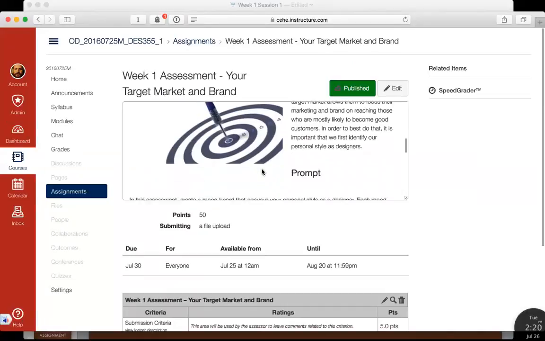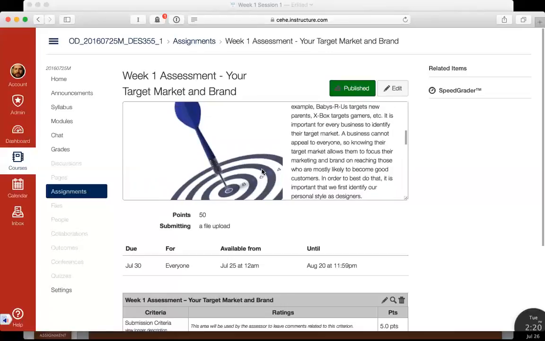In order to best do that, it's important that we first identify our personal style as designers. So before we go on and look at what we're going to be doing here, let's talk a little bit about target markets. When students are looking at doing freelance design, it's often something they haven't really thought about at all, because in their mind, their target market is just anyone that needs a design done. Now, that is their potential clients. Definitely, anyone who needs a design done can come to a graphic designer and hire them. The difference in a target market is you are identifying who is most likely to become your client, and so who do you want to make the effort to seek after?